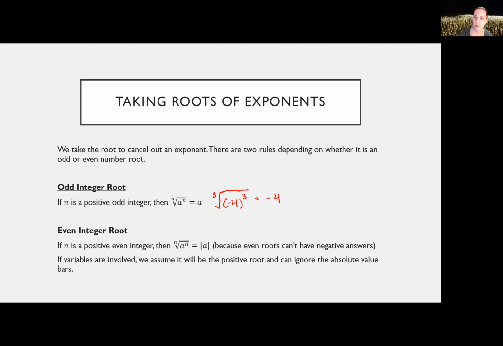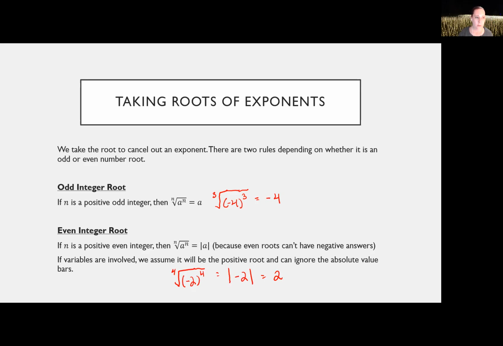For even integers, we always take the absolute value because you can't get a negative answer with an even number for your root, because taking an even exponent only gives you positive values. So an example of this is if I had the fourth root of negative 2 to the fourth, the proper answer would be the absolute value of negative 2, which would be 2.